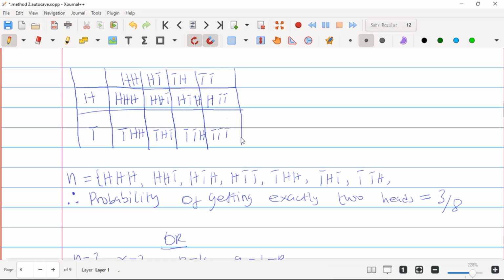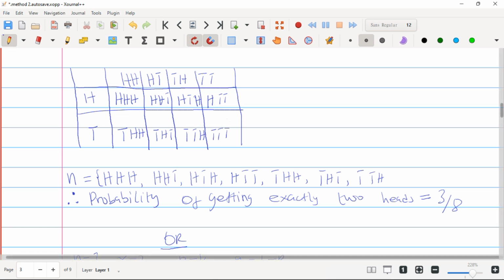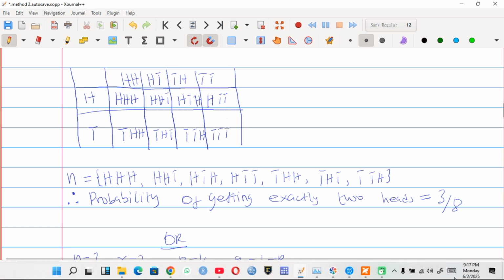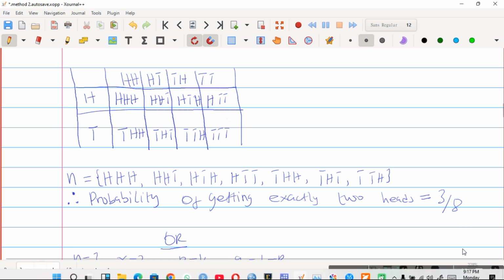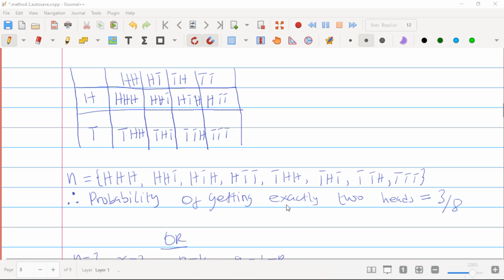And then the question was telling us that we should find the probability of getting exactly 2 heads. So exactly 2 heads means that we want a combination that has only 2 heads. If the combination doesn't have 2 heads, we are not going to consider it. But here you see that our sample space is 1, 2, 3, 4, 5, 6, 7, 8. We are having 8 observations, right?